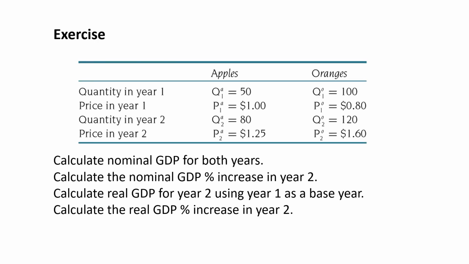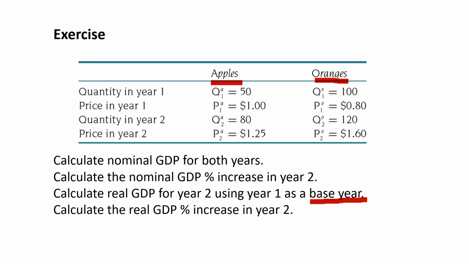Now let's look at this exercise to make it clear. Consider a simple economy that produces two goods, apples and oranges. The following table shows the price and quantity of the goods over a 2-year period. So we have year 1 and year 2. Now we need to use the information to calculate nominal and real GDP. Remember, nominal GDP is measured in prices of the current year, while real GDP is measured in prices of the base year, or constant dollars.